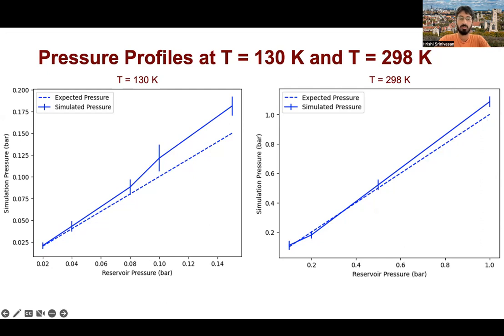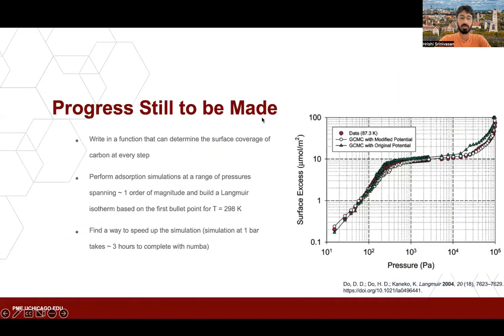These error bars, for reference, represent plus or minus 3 sigma, or standard deviations from the mean, as I calculated from halfway through the production run. So there's still progress to be made. I want to write a function that could help determine the surface coverage of carbon at every step, so I can help build those Langmuir isotherms for a range of pressures.